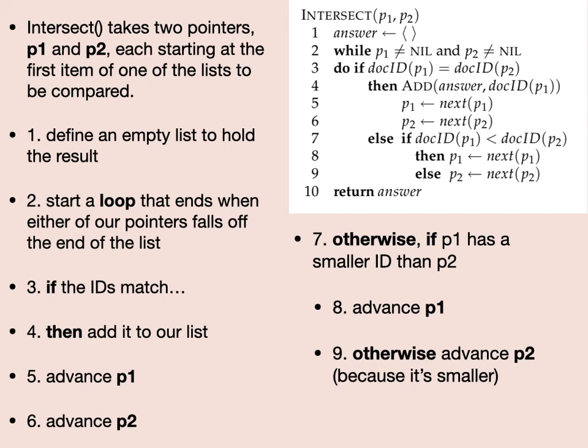We do this over and over. We loop through lines 2 through 9 until one of the pointers falls off the end of the list, and we have our answer. We have thoroughly checked the entire list. Okay, now we're going to do this again, but we're going to run an example.